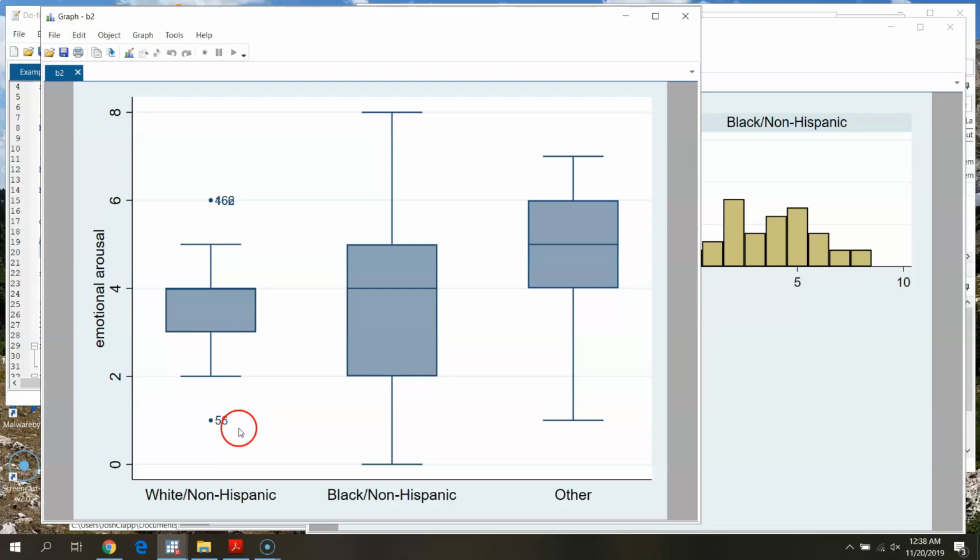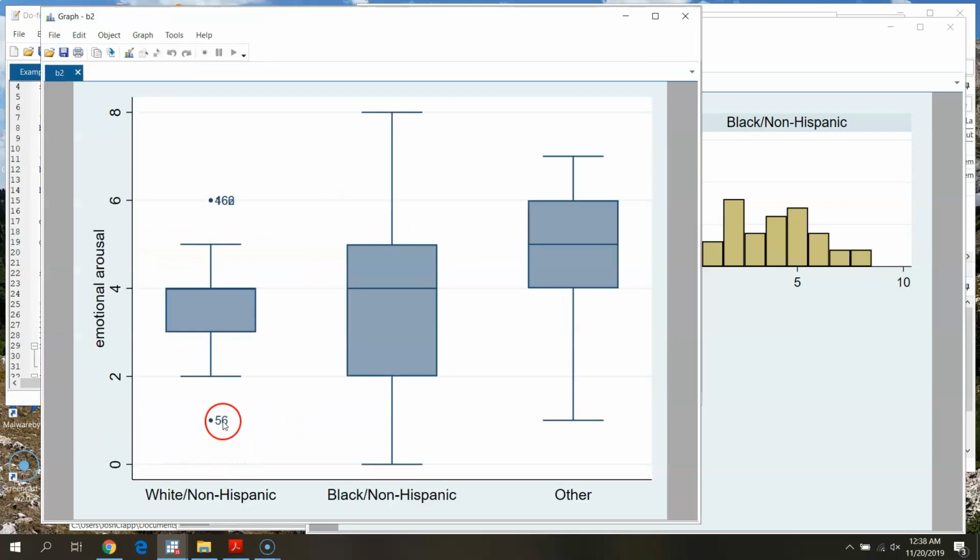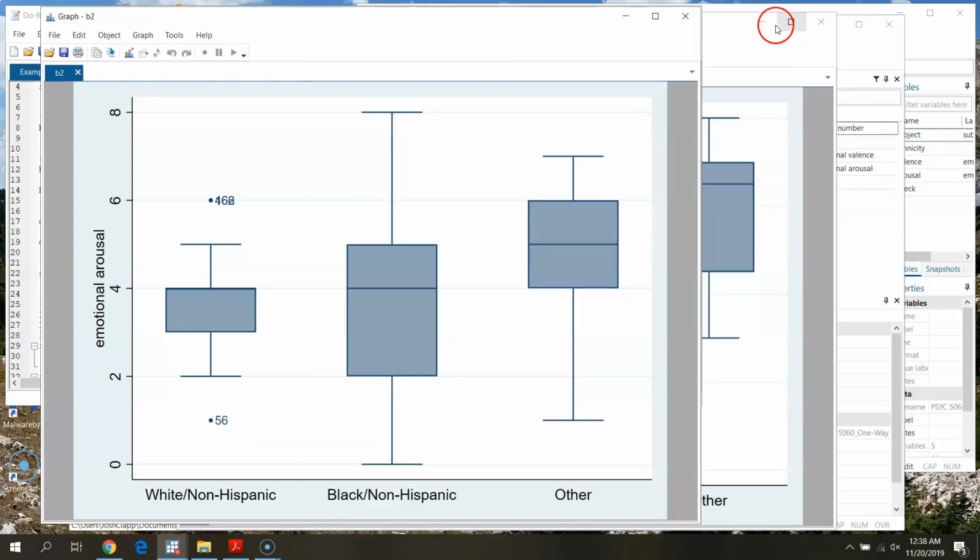Now down here, because in our box plot we said to label markers by subject, it looks like we've got one case, 56, that has a value of 1 that's falling below 1.5 times the interquartile range.